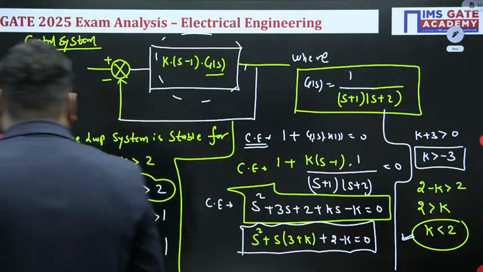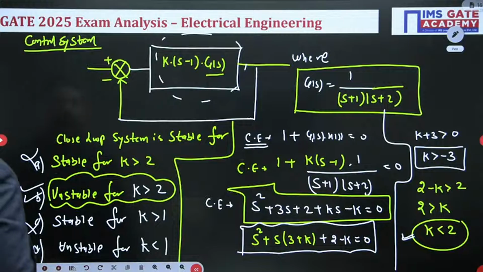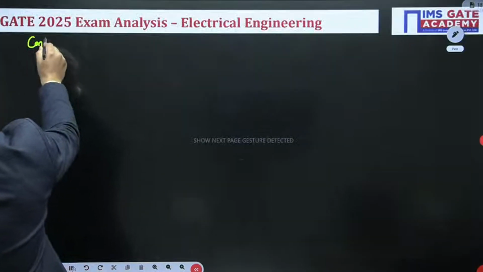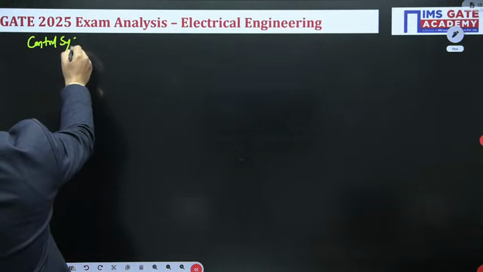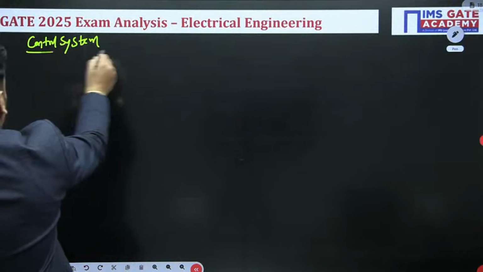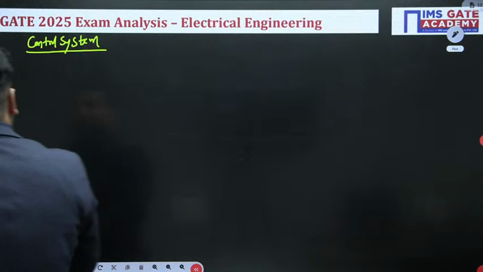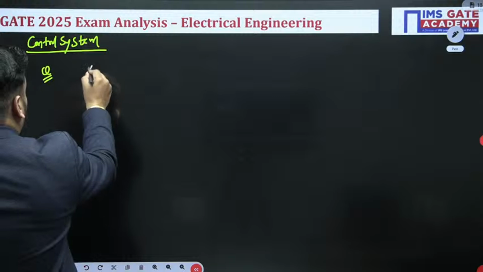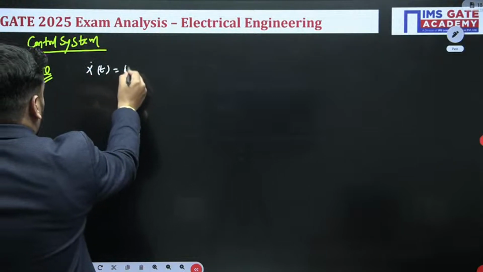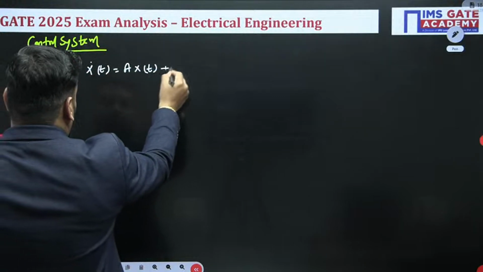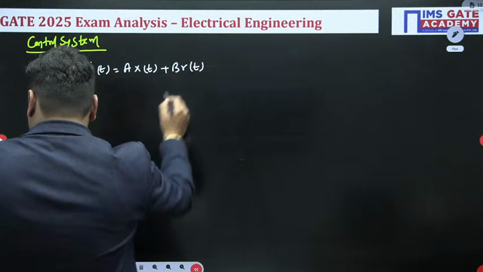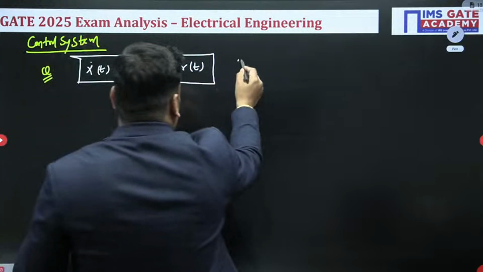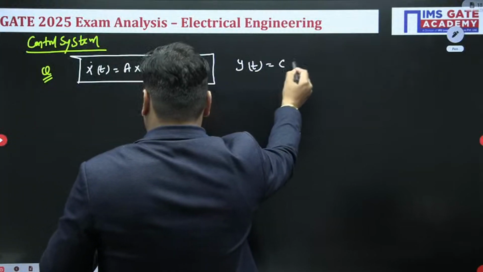Now, one more easy question from the state variable part, guys, from the control system only. So I am solving one more question from control system, where a state matrix is given to you. First of all, x dot of t, this is the state equation, A x of t plus B r of t, given to you, and y of t is also given to you as C x of t.